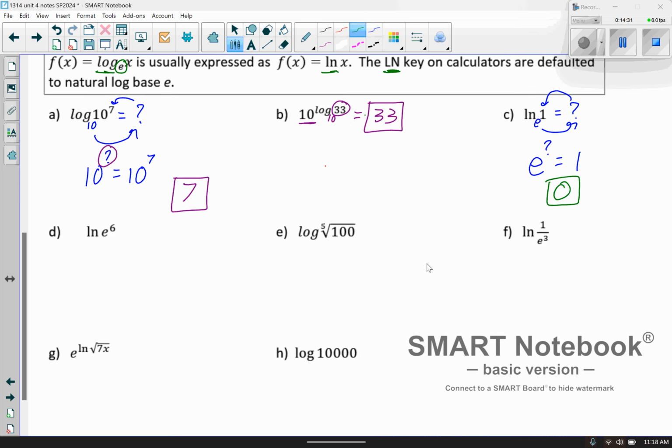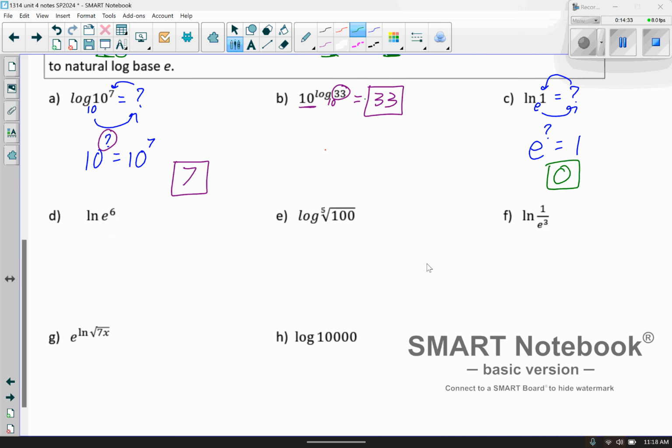All right. And so then our next one, let's see. So e, remember, it has an understood base of e. So e to what power gives me e to the power of 6? And so you can see that right there, that unknown exponent, what I'm looking for, is going to be 6.